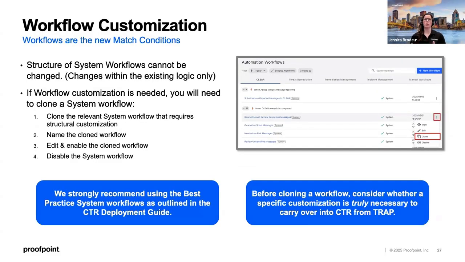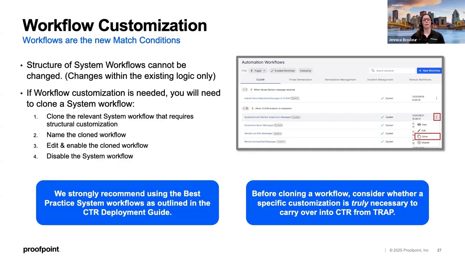So the system workflows are very focused on our best practices here at Proofpoint. And so there is limited customization within the structure of that workflow. So you can't change the conditions in the if block in terms of what we're looking at, but you could deselect or select different elements within that condition. If you need additional customization, the most common situation that we see for this are things like email notifications for Clear. For the Clear workflows, you are unable to remove the email notification in the system workflow that fires after analysis for each of the different verdicts.